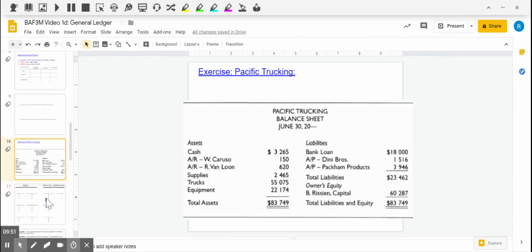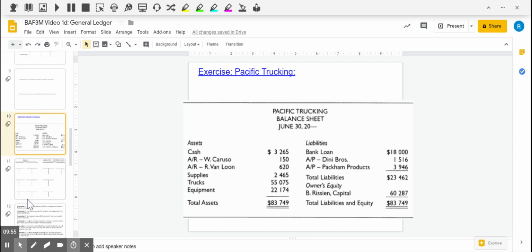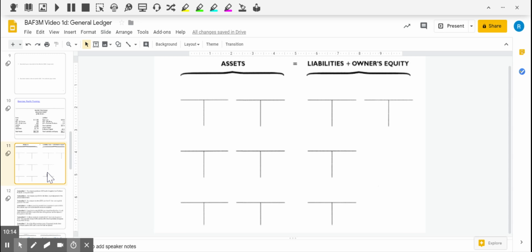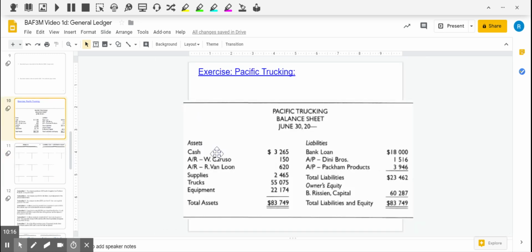For the rest of it, I'll be really quick and just show you what this would look like in action. Imagine that you're given this balance sheet. You're going to post some transactions into a ledger for Pacific Trucking. You were given an opening balance sheet, and then you were told that all these transactions happened. What would you do with T accounts? Well, you'll have a page that looks like this. The first thing we're going to do is record the beginning balances. That's step number one.